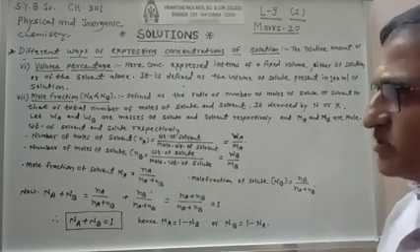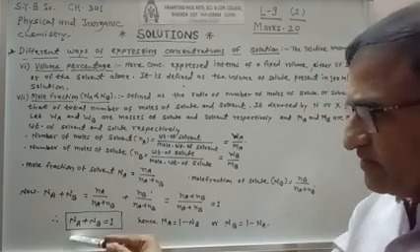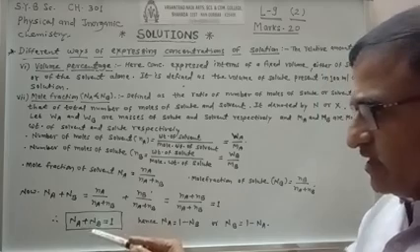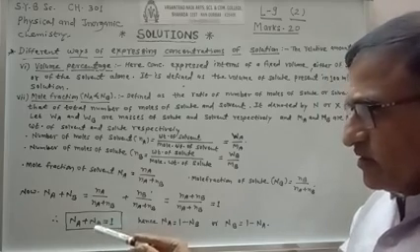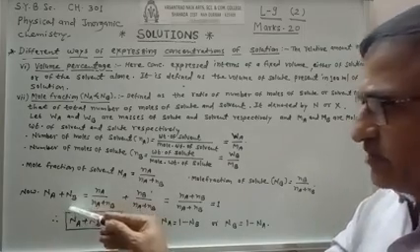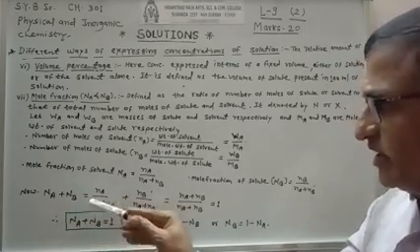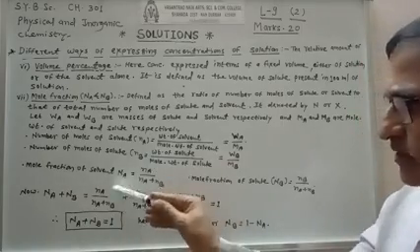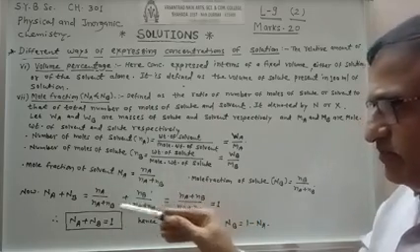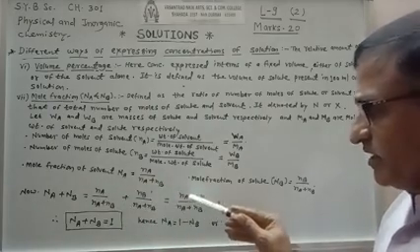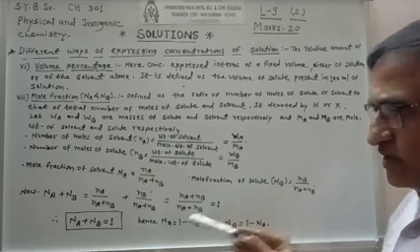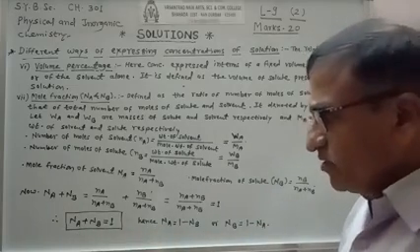Now, we must know that Xa plus Xb is always equal to 1. Here we have to prove this. Xa plus Xb is equal to na upon na plus nb, plus nb divided by na plus nb. So, the total sum is na plus nb divided by na plus nb, that is equal to 1. So, Xa plus Xb is equal to 1.